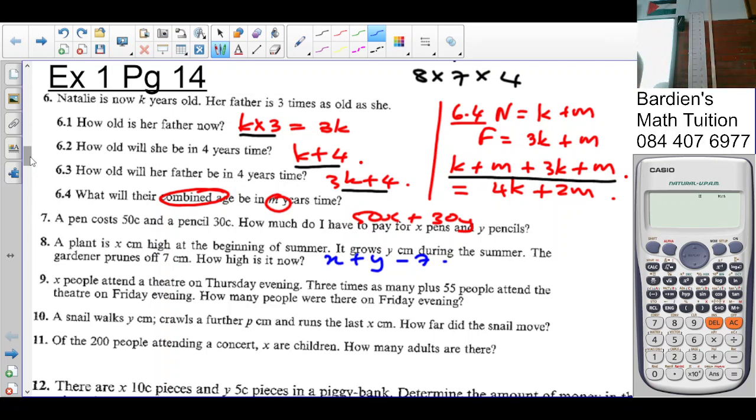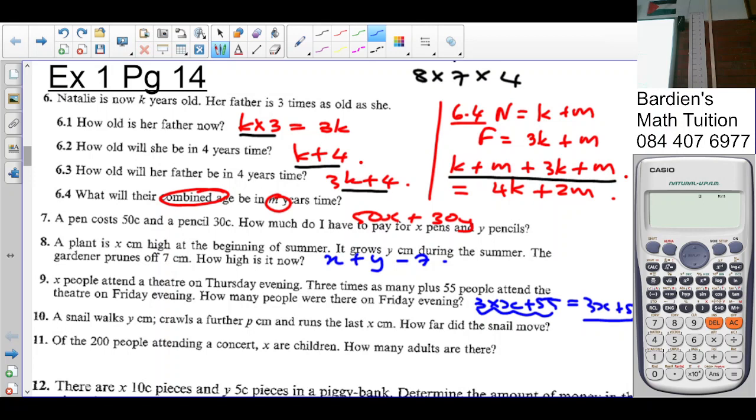Let's look at the next one. X people attend a theatre on Thursday evening. 3 times as many, so what would that be? 3 times X, plus 55, attends the theatre on Friday evening. How many people were there on Friday evening? 3X plus 55. Again, that suffices for now. Or X times 3 plus 55 is also fine.